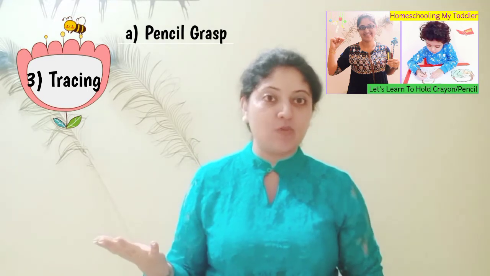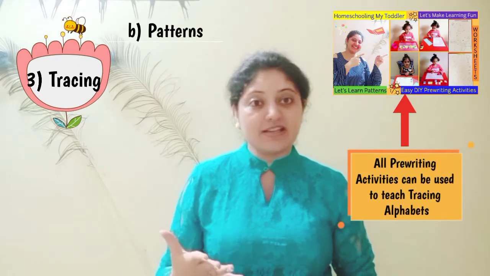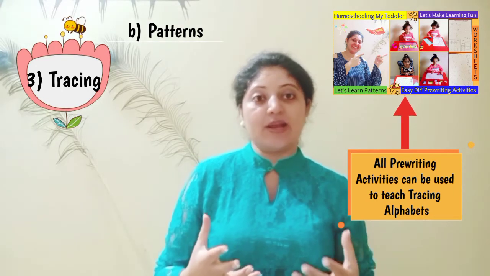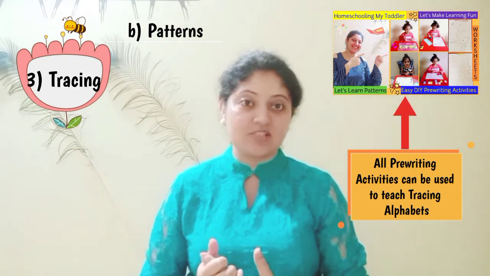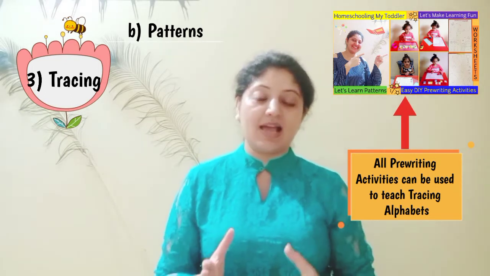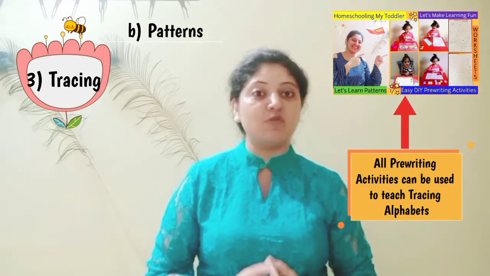Third and the final step is tracing the alphabets. Now when it comes to tracing, you need to keep 2 things in mind. One is the pencil grasp, which I have already spoken about in one of my homeschooling vlogs. The pencil grasp has to be correct, and second is that the toddler is aware of all the patterns. I have spoken about patterns in detail when I shared the pre-writing activities vlog. Once the child is familiar with the pencil grasp as well as tracing of all the patterns, then only please introduce tracing of alphabets to a child.